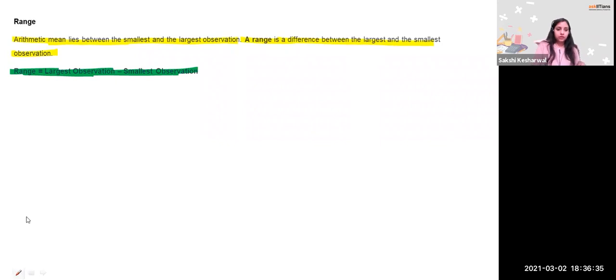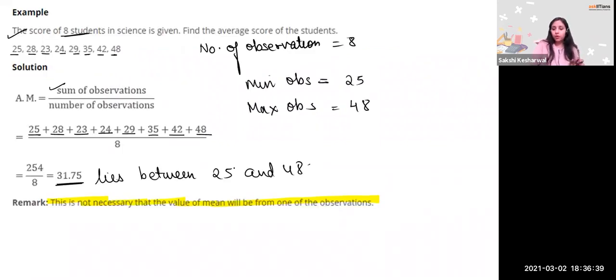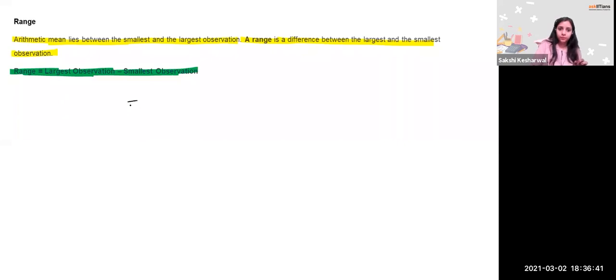So if you talk about the previous question, what is the previous question? You see that the minimum observation was 25, from the last question.